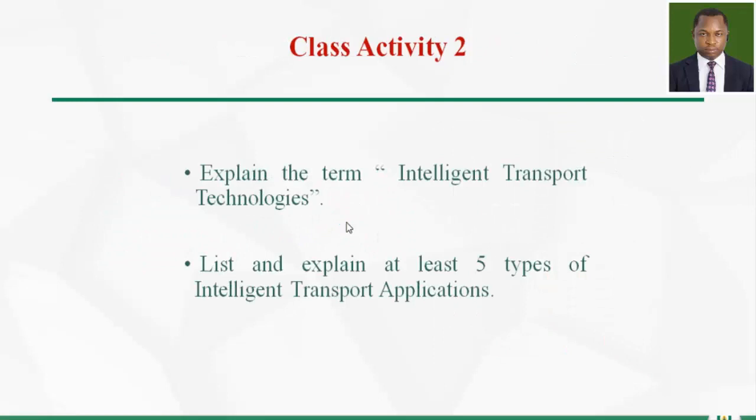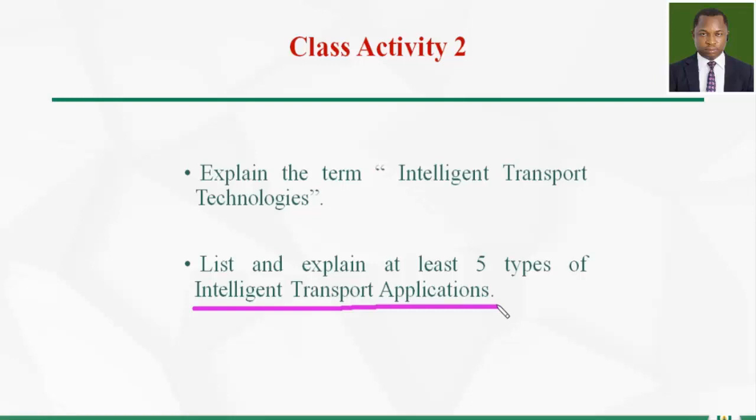All right, now your class activity 2 for the second part of this lesson that we have gone through. Explain the term intelligent transport technologies, ITT. Remember we talked about ITS previously, which was intelligent transport system. Now we're talking about intelligent transport technology. So explain the term intelligent transport technology as we have explained in the second half of this lesson. Now the second question here is: list and explain at least 5 types of intelligent transport applications.